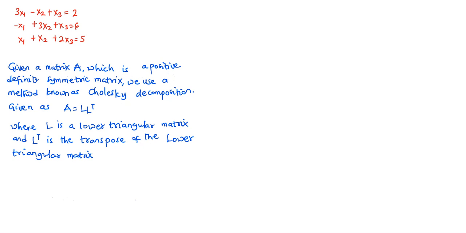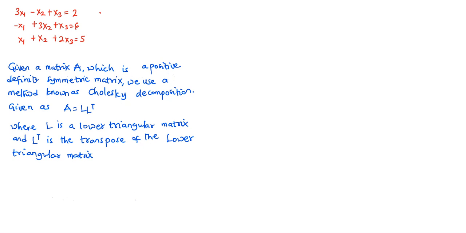Okay, so this approach says that if you are given a matrix A, which is a positive definite symmetric matrix, we can use a method known as Cholesky decomposition, and that is given as matrix A equal to a lower triangular matrix multiplying its transpose matrix. So let's look at how you are going to go about this.